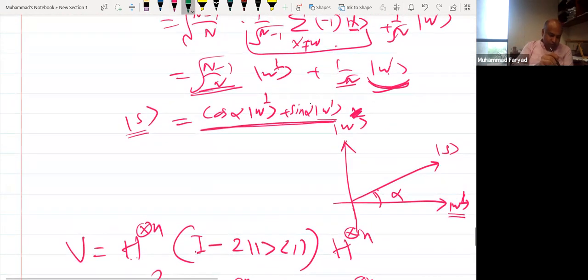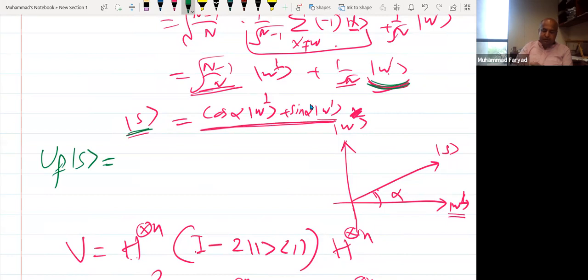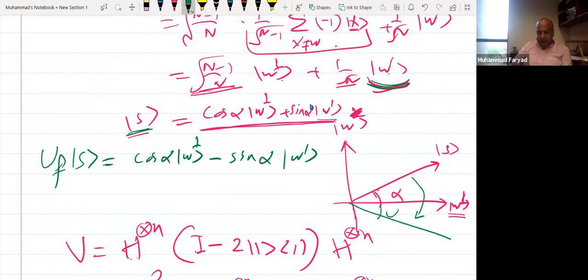For S, when we apply the oracle UF, this changes the sign only for this state, because it will not change the sign for this state. This is a solution. So this becomes cos alpha minus sine alpha. In the same way, this is reflected on the other side and still making alpha. So this is my state, S prime.